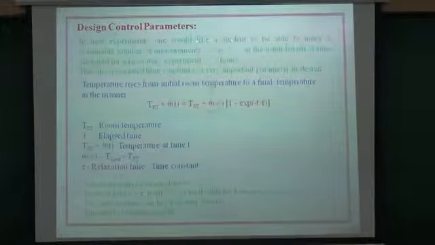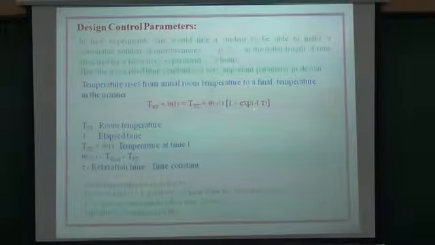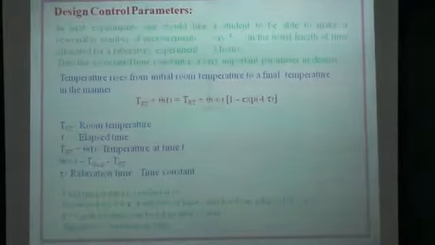The temperature rises from the initial room temperature to the final temperature like this. Theta(t) is theta infinity times 1 minus e to the power minus t over tau. It is similar to the charging of a capacitor. If you charge a capacitor, the capacitor follows the law Q is equal to Q0, and inside the bracket we have 1 minus e to the power minus t over RC. RC is the time constant.